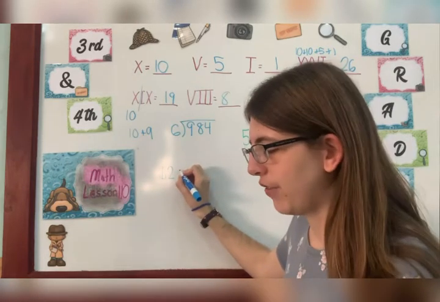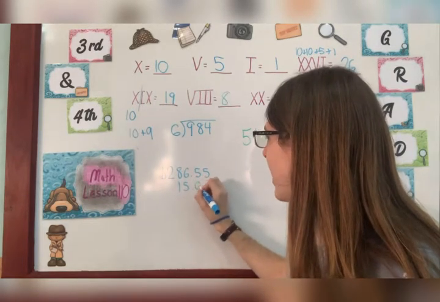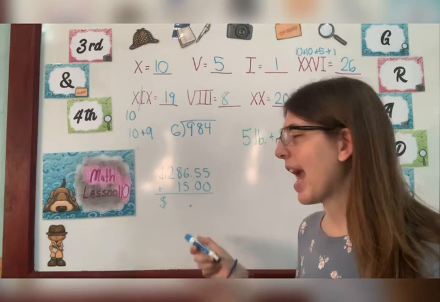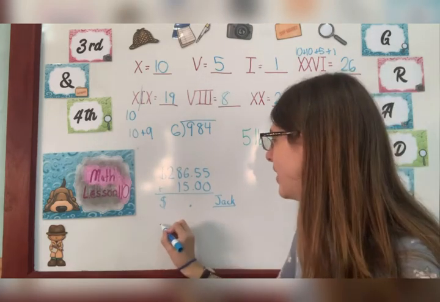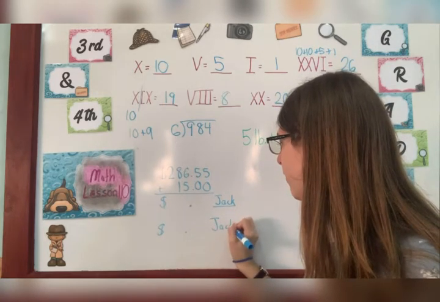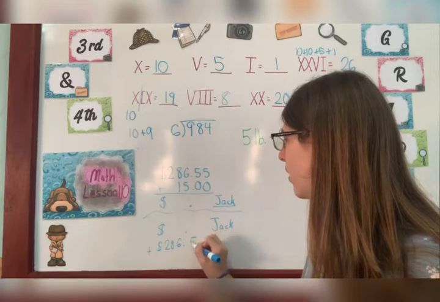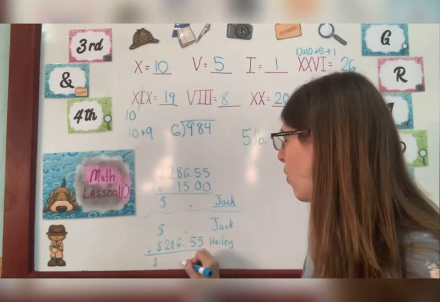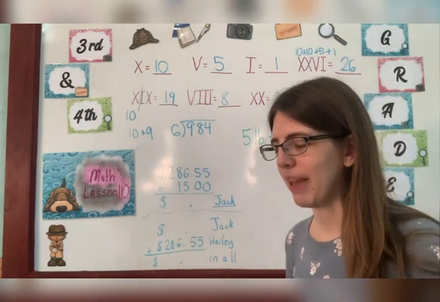So I have to start by finding how much Jack has saved. So I add that $15 to the $286.55 that Haley has saved. Once you add that and have your total, that will be how much Jack has saved. So then I need to add what Jack has saved plus what Haley has saved to find out what they have both saved in all. Okay? So put that in workspace B.